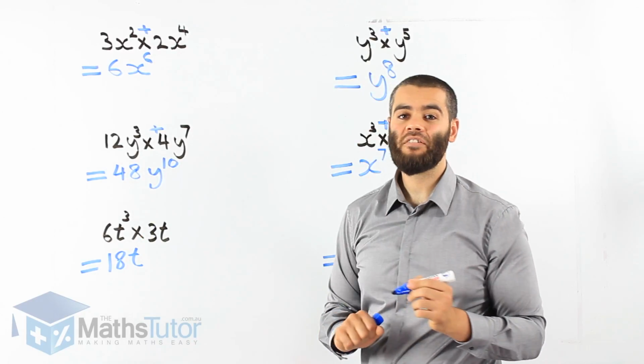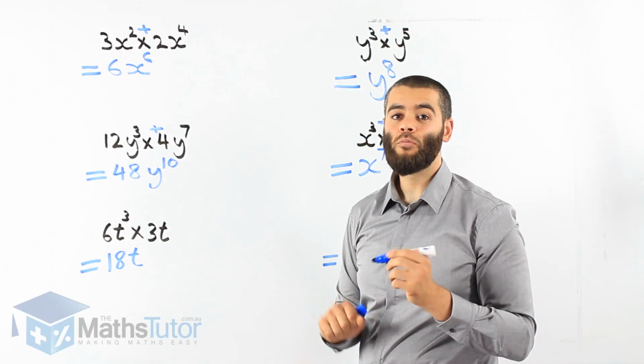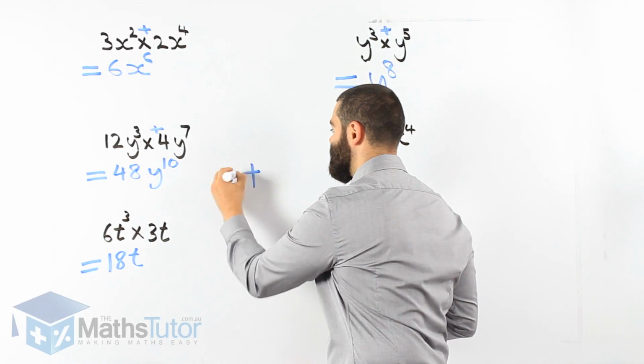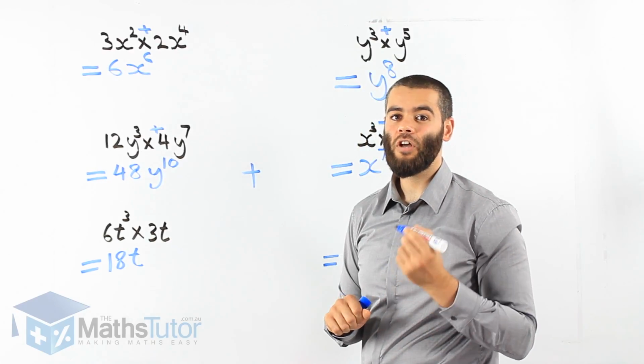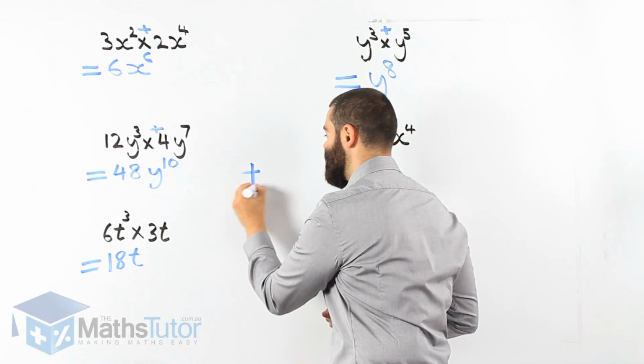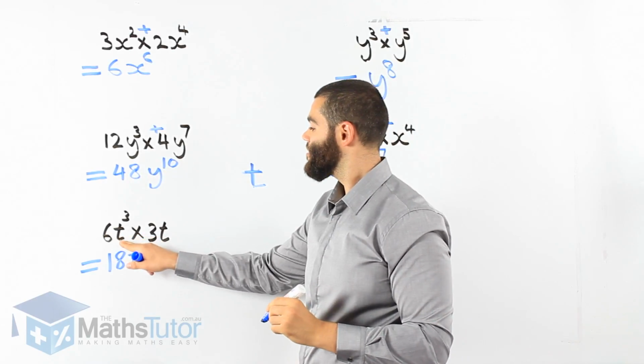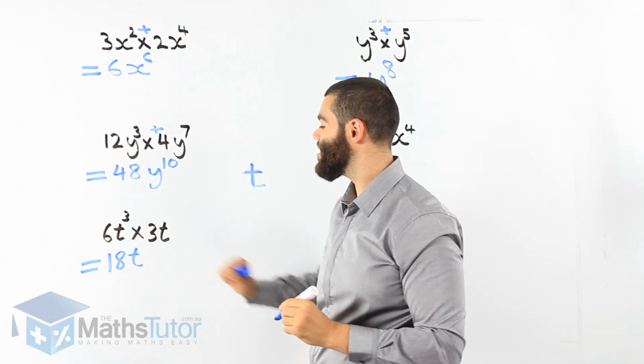And make sure when you're writing your t's in algebra, you make them look like a t, okay? I've seen students just quickly write their t's like that, and it looks like a plus. No, make sure you make it look like a t. Just a tip there for you. 6t to the power of 3 times 3t.